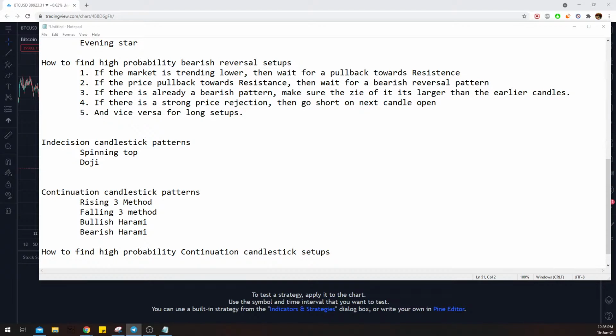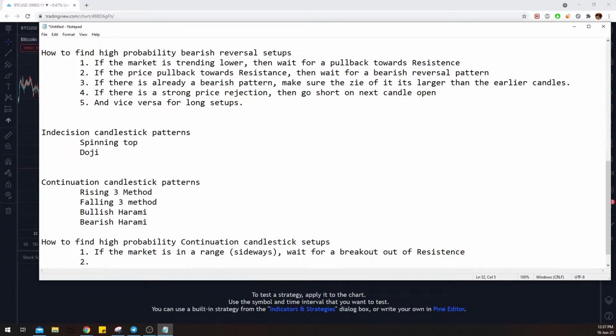So let's continue. We now have, like I said, the rules for the high probability continuation patterns. So these rules are going to be the next one. First, we are going to look if the market is in a range, aka sideways, like I call it. Wait for a breakout out of resistance.